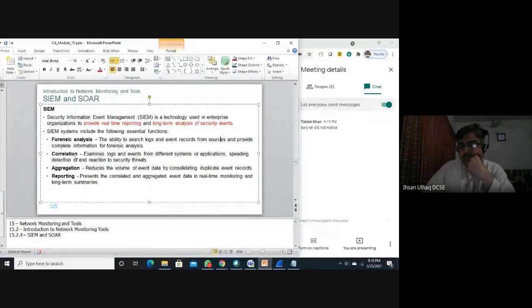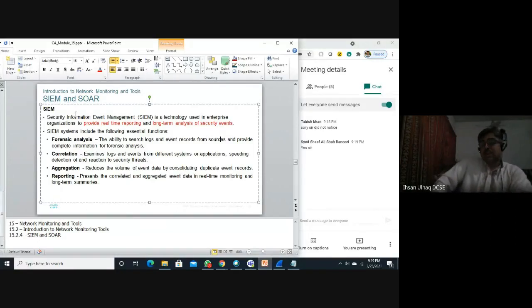Forensic, correlation, aggregation, reporting. So SIEM is used for this purpose. And nowadays SIEM has become very much advanced, because they are using AI techniques, and with AI you can make them more intelligent. As we know, AI means artificial intelligence. So with this you can do digital forensics, correlation, reporting, and everything in a better way.